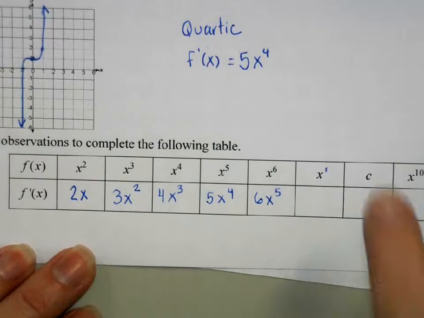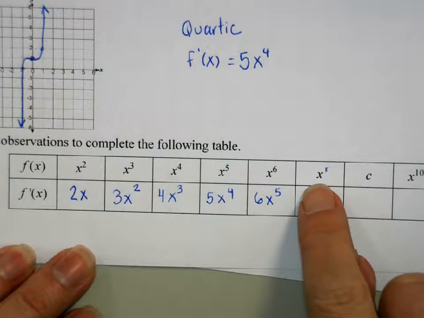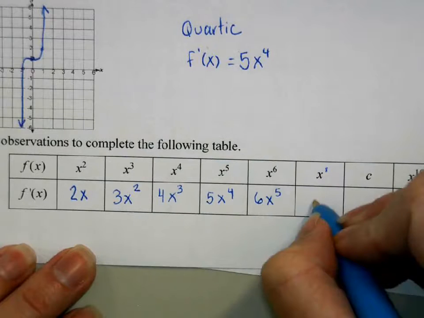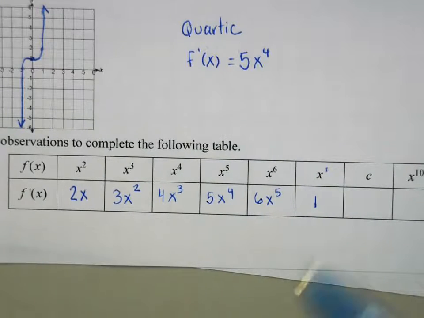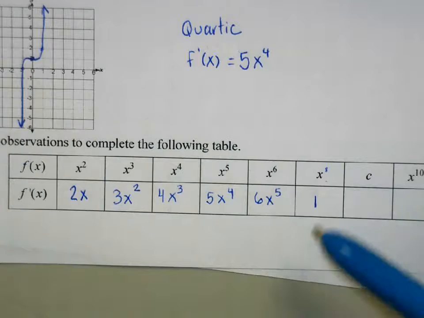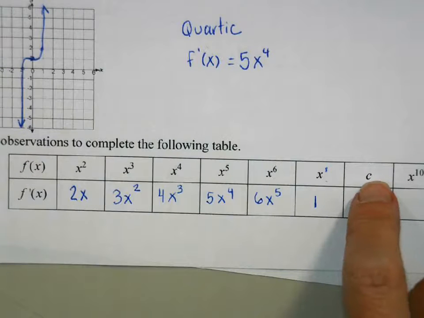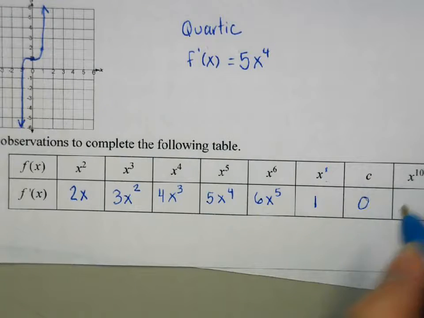So if I multiplied that down, I'd have 1x to the 0 if I subtracted 1. So this is just going to be 1. And if you think about this, y equals x, the slope would be 1 there. C is a constant. If I take the derivative of a constant, it's always going to be 0, because if it's a horizontal line, the slope is 0.